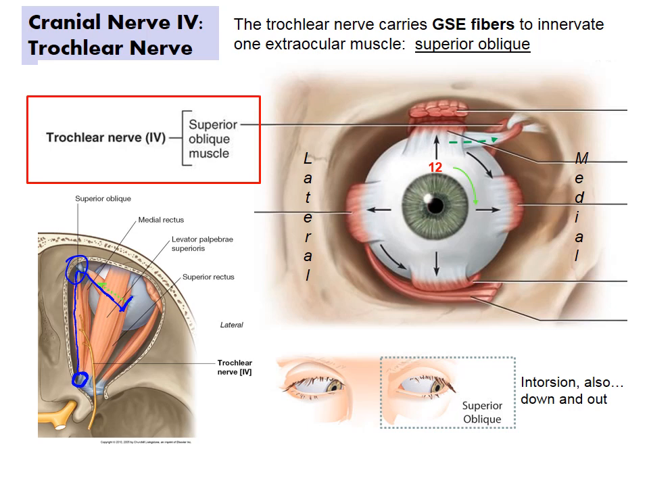So because of these attachments, when it contracts, it rotates the eyeball inward. If we take a look over here at this 12 o'clock position, you'll note that the intorsion is when the eyeball rotates inward. With the contraction of the superior oblique, the eye is also going to go outward and then downward. So it's going to go down and out.